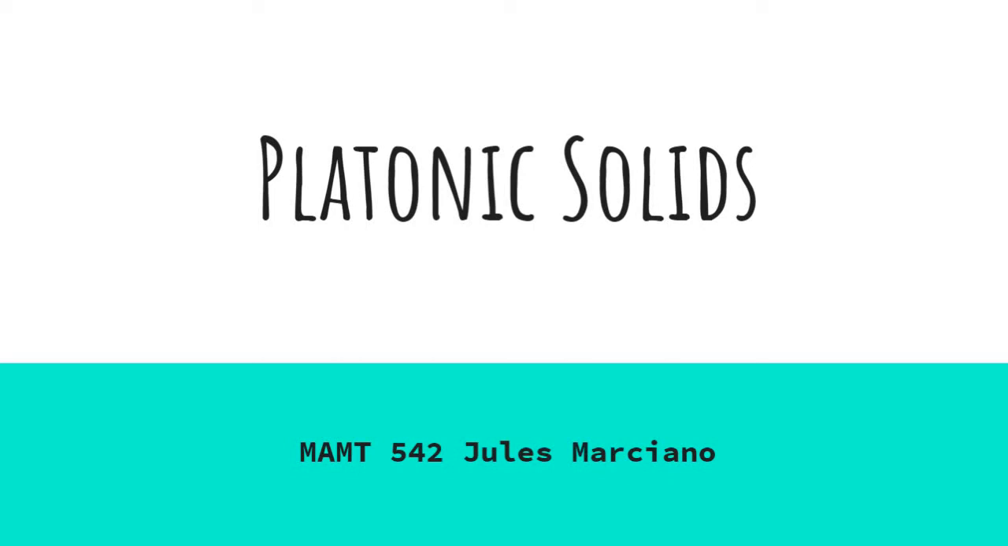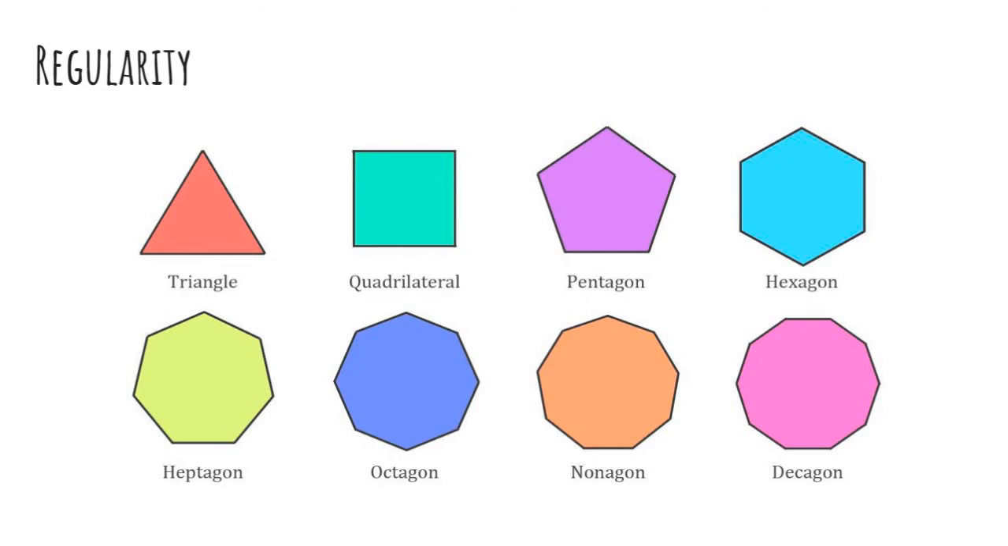Hi everybody! Today we're going to check out the Platonic solids, or the three-dimensional shapes that the Greek philosopher Plato theorized about. Now, before we can talk about three-dimensional shapes, we probably have to start in 2 dimensions.